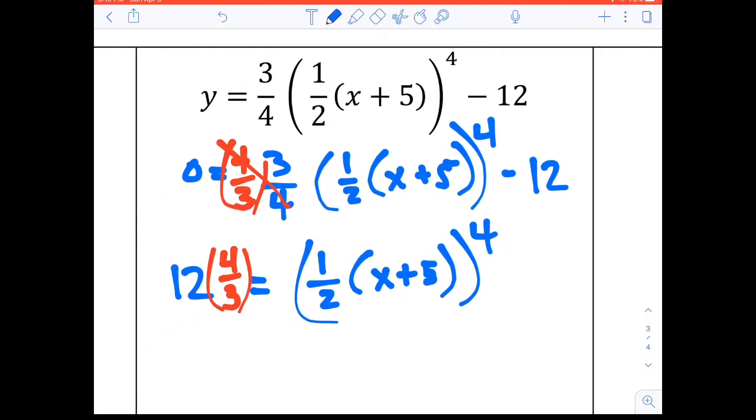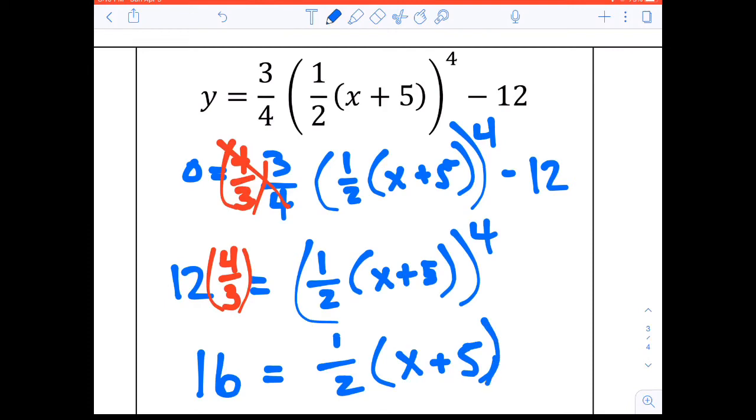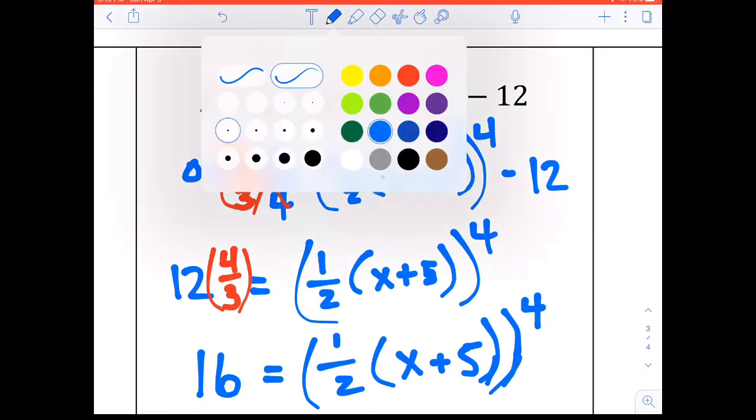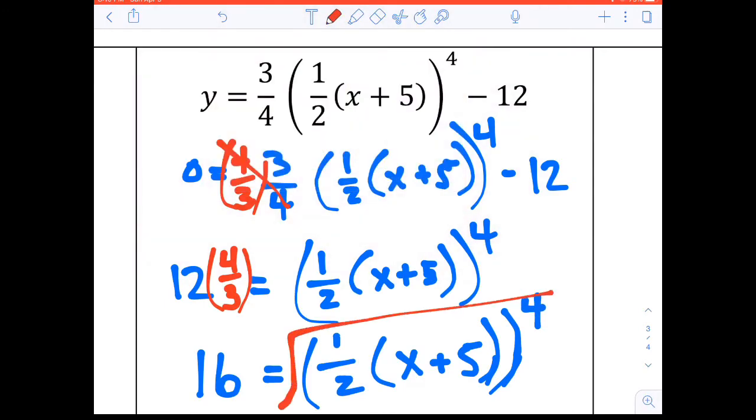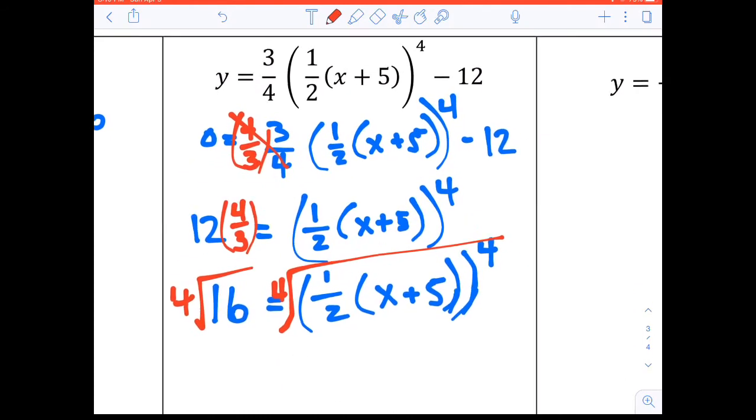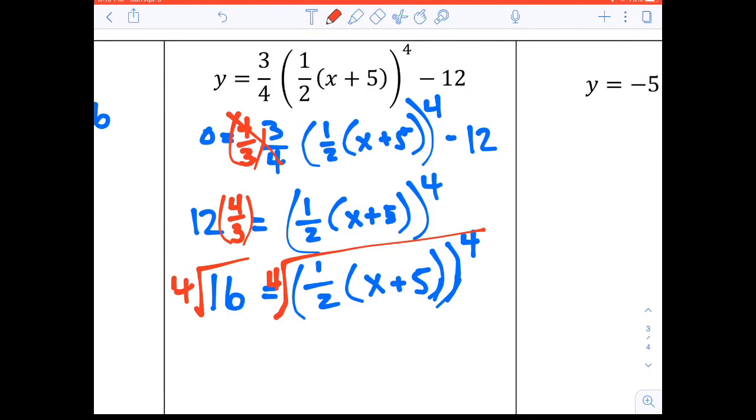So I need to evaluate what we have over here on the left. 12 times 4 divided by 3, 16. Now over here on the right we have it to the power of 4. In order to get rid of the power of 4, I have to take the 4th root. The 4th root of 16 has two answers. Positive 2 and negative 2, because 2 times 2 times 2 times 2 is 16, or negative 2 times negative 2 times negative 2 times negative 2 is also 16. So I know the answer is both positive and negative 2.